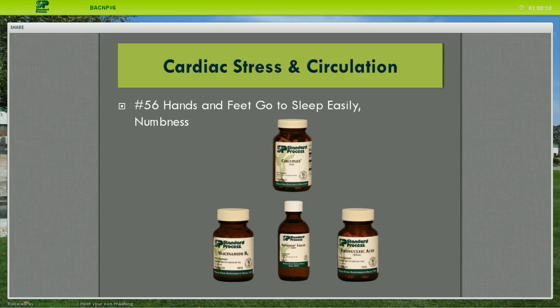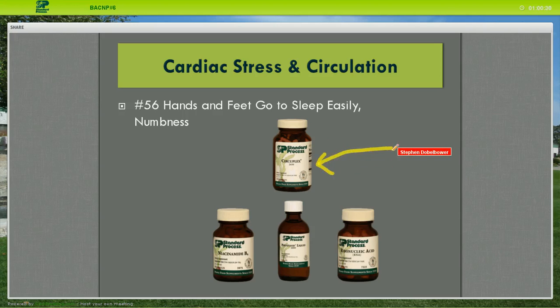And I think the last question from the cardiac portion of the symptom survey is hands and feet go to sleep easily. So this is more of a question of circulation. And the final sort of triad product is called Circuplex.